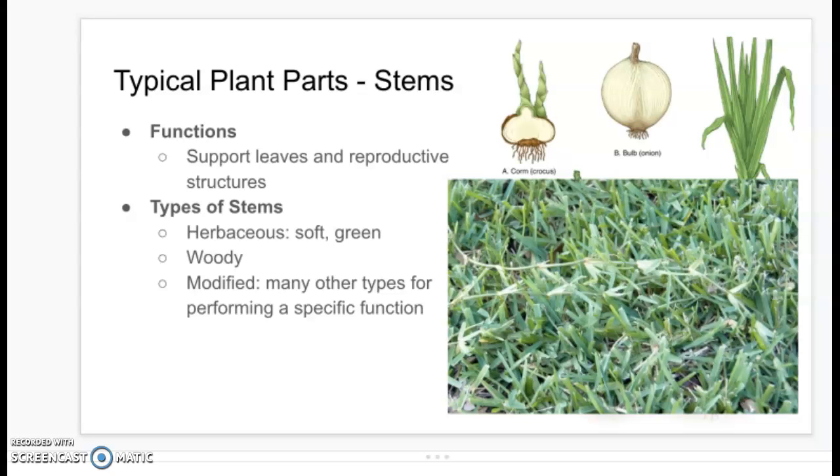Another type of this type of modified stem is the lily. They're bulbs that don't always come back. Another type of modified stem is a tuber, like a potato, that is also a stem. So when you're eating potato, you're actually eating the stem of the plant, and it's also buried underground. And another type is the one that you see here. You might recognize this from your yard. This is St. Augustine grass. And St. Augustine grass is able to stretch out and grow vertically or horizontally.